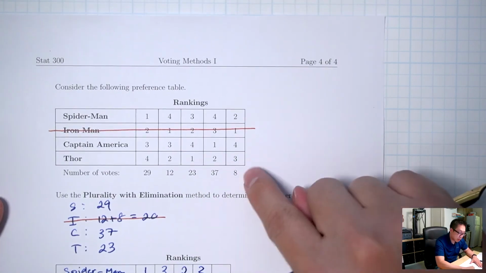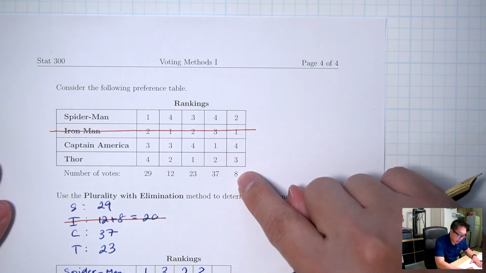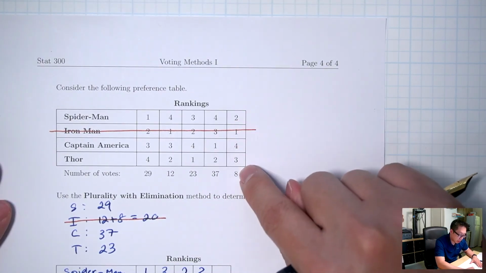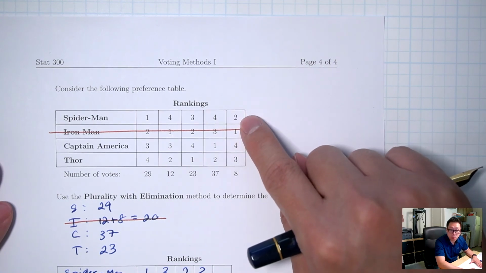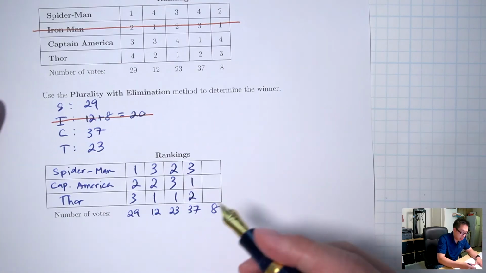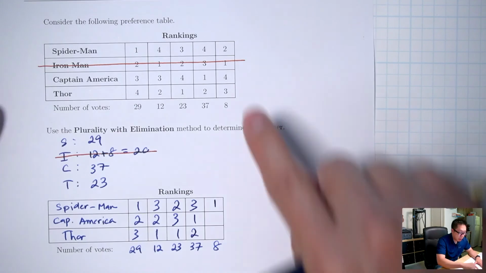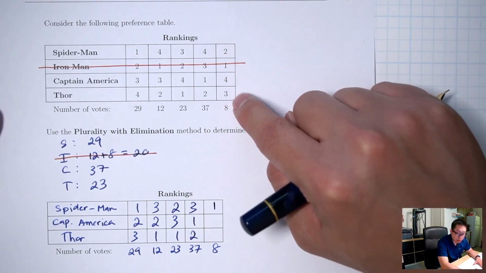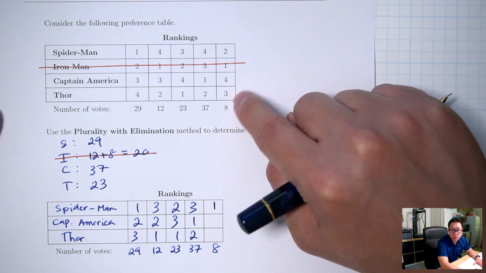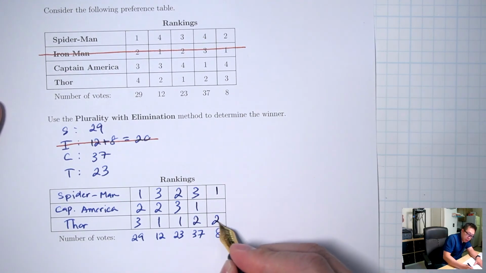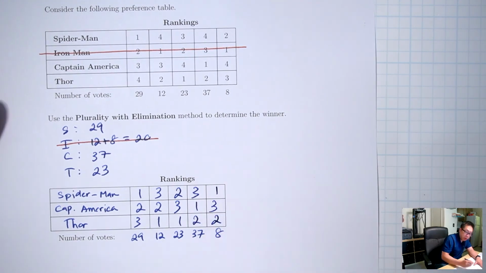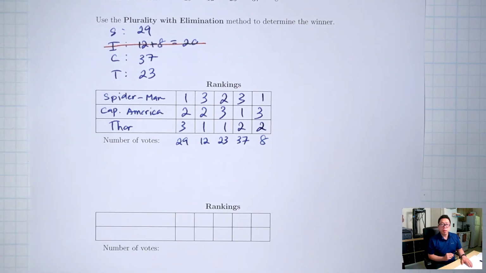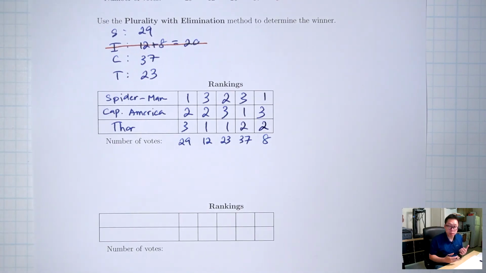And then finally, these 8 people, so 2, 4, 3, they like Spider-Man the most out of those 3. So Spider-Man will get 1. After Spider-Man, who's next? 4 versus 3. They like Thor more than Captain America. So Thor will get 2, and Captain America will get 3. So we have our rankings now with just 1s, 2s, and 3s.